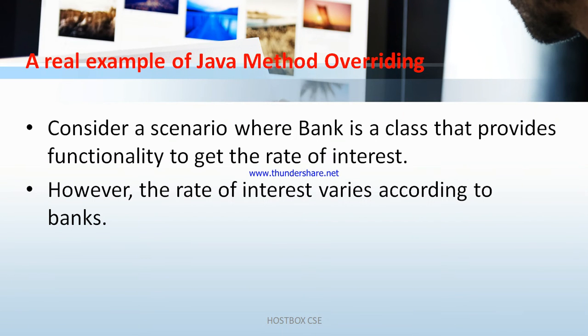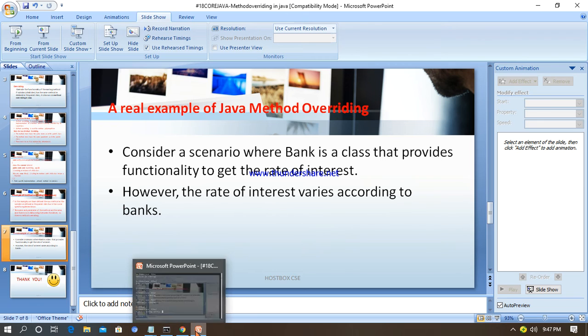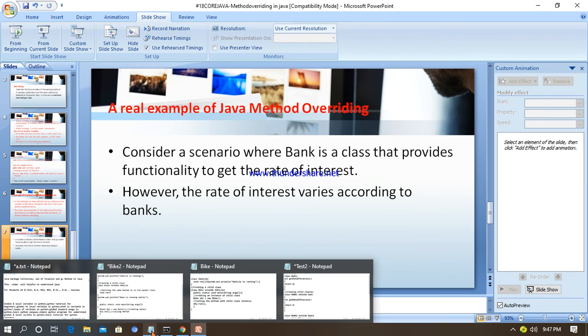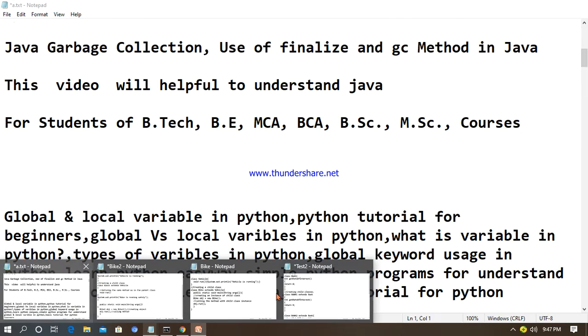Consider a real-time example. Here, consider a scenario where Bank is a class that provides functionality to get the rate of interest. However, the rate of interest varies according to the banks, private banks or government banks, whatever. Let's go for a small program with the help of method overriding. The program name is Test2.java.